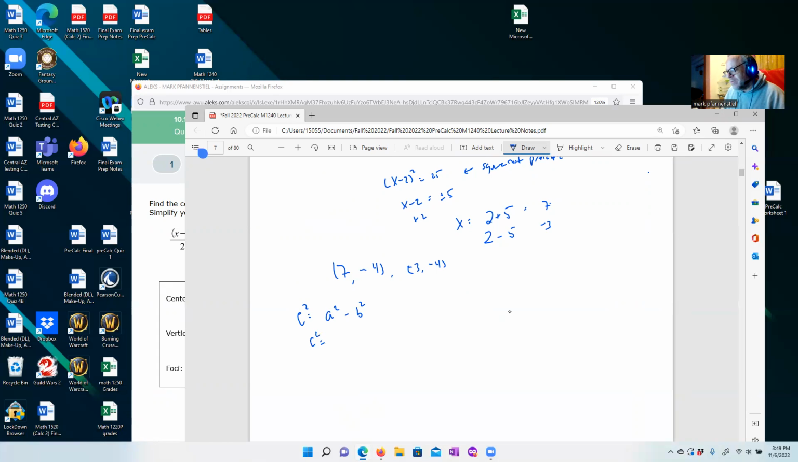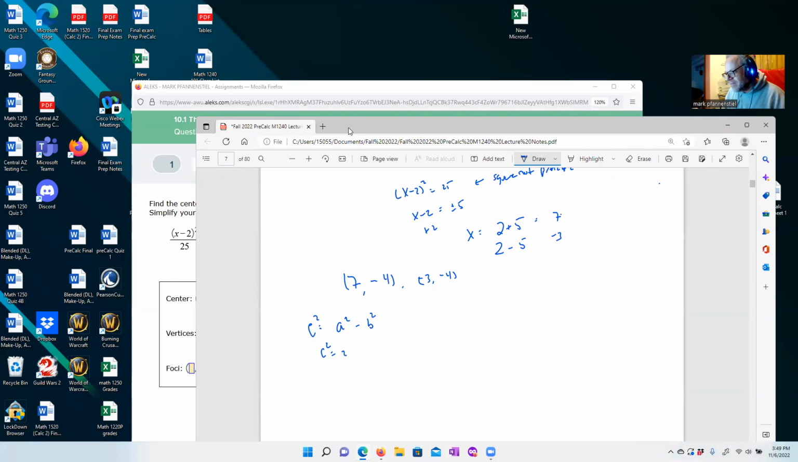C squared is equal to, what's the big number? The big number was 25 minus 16. So we have 25, it's my a squared, minus 16. C squared is equal to 9. Thank you very much for the Pythagorean triple there. So c is equal to plus or minus 3. So it is plus or minus 3 from the center, along the major axis.